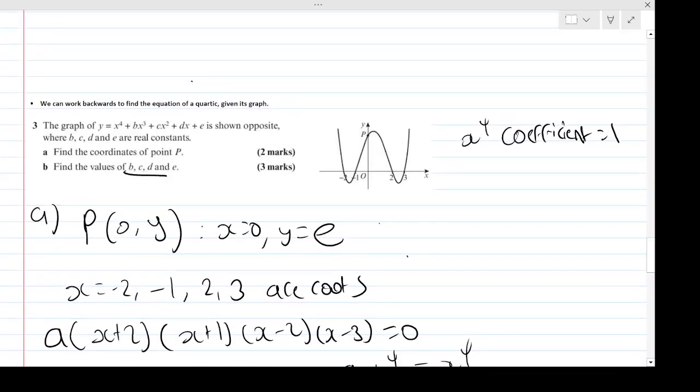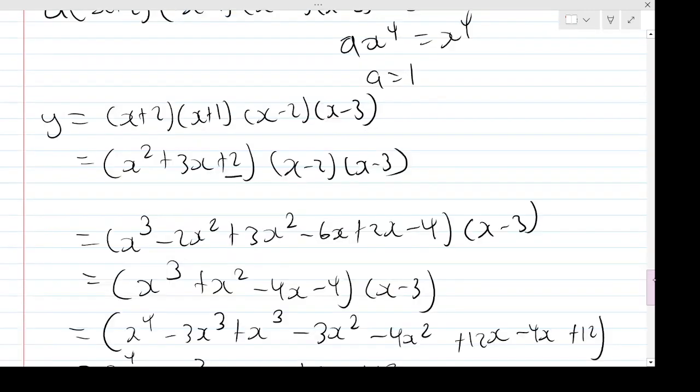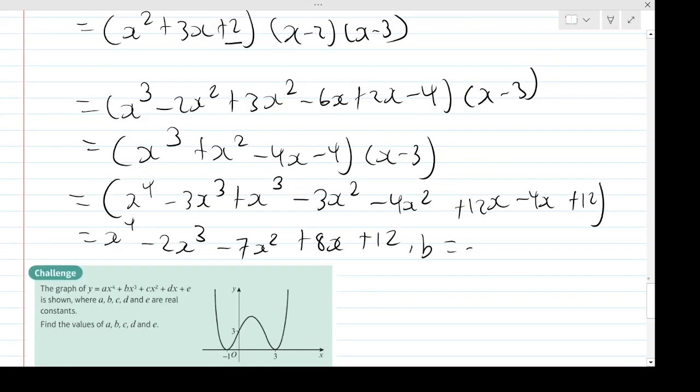So therefore, we can do part B: find the values of B, C, D, and E. Well, if you just read off, those are the coefficients, right? So B would be minus 2, C would be minus 7, D would be 8, and E would be 12.